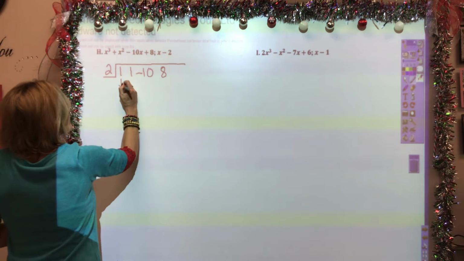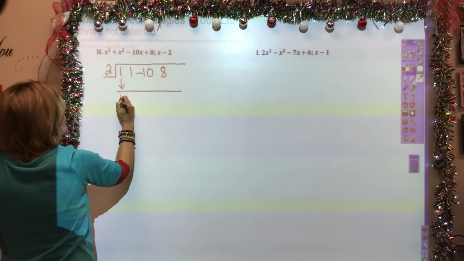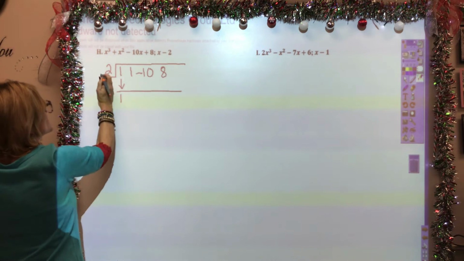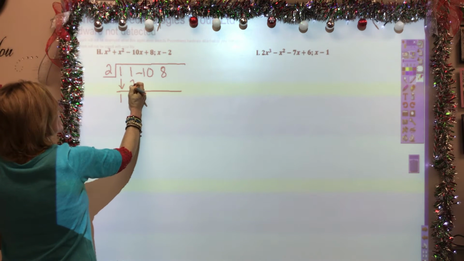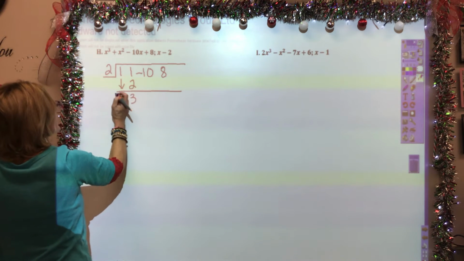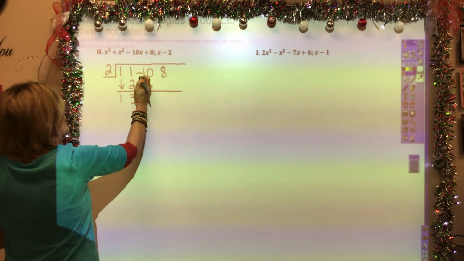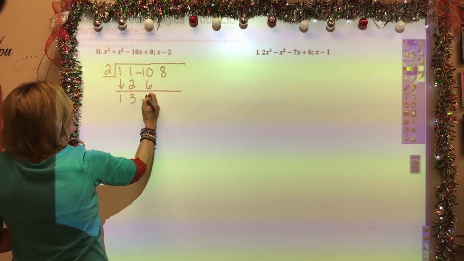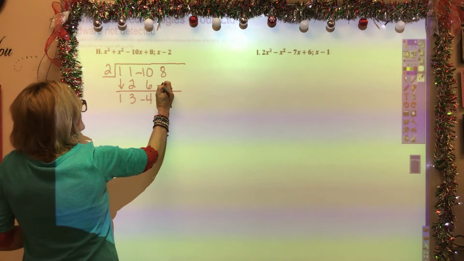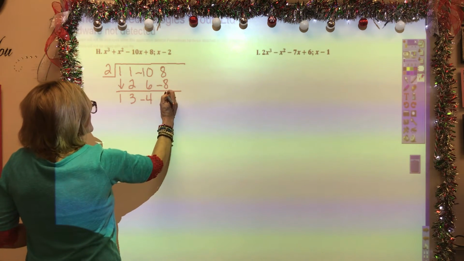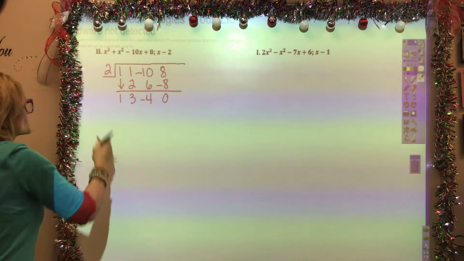Draw an arrow down from the 1, a line under the arrow, and a 1 drops down. 2 times 1 is 2. 1 plus 2 is 3. 2 times 3 is 6. Negative 10 plus 6 is negative 4. And 2 times negative 4 is negative 8. We end in a 0. So that means that that was a factor.